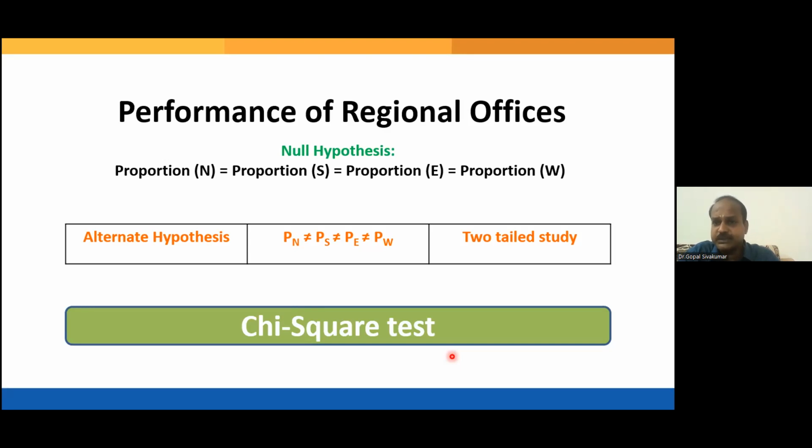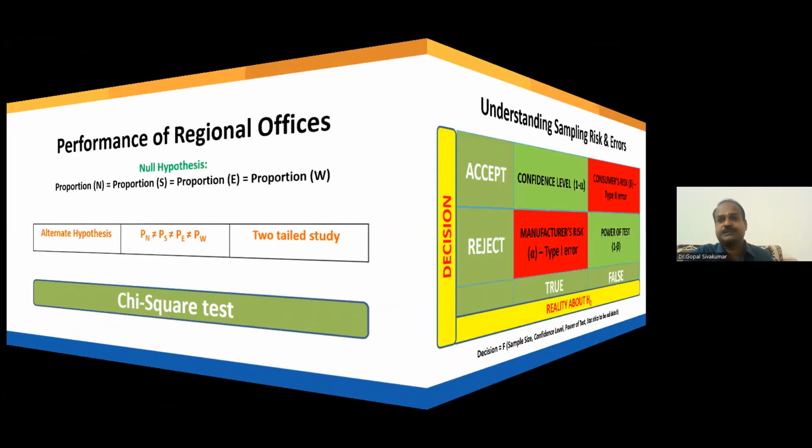How many hypothesis tests were we introduced to? With continuous data, how many hypothesis tests? 4. With discrete data? 3. Totally 7. So all of you are alert? Yes, sir. Time is 4:57. All right, so we have a few more things.